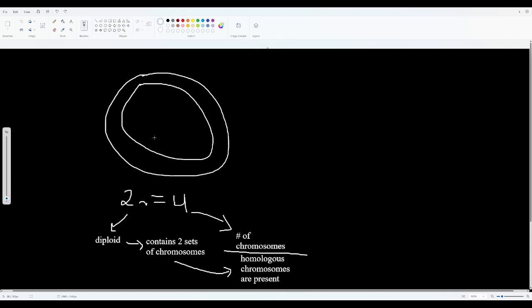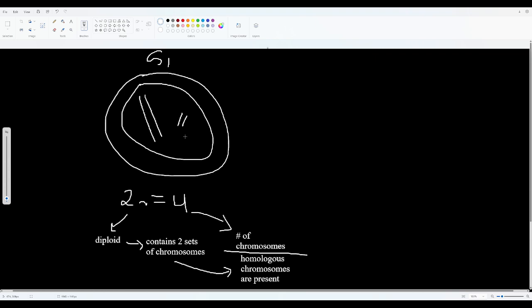So this is a cell in G1. Let's go ahead and analyze this. This is one set of chromosomes, and this is the other set of chromosomes. Now, I want you to ask yourself, are there any chromatids pictured here? And the answer to that is no, there are not.